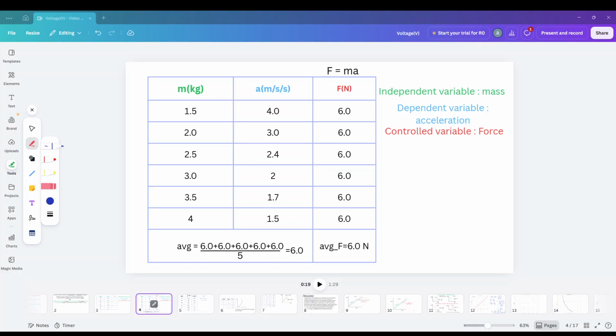Right, so in the next video we'll look at the last part, which is extrapolation.